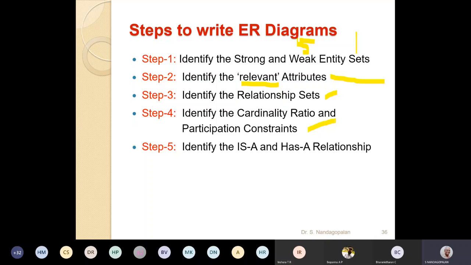Next, you can identify the abstractions, if they exist: is-a relationship, has-a relationship, generalization and aggregation. So try to identify these. If they have some relevance for your problem, then have them. Otherwise, drop it. Don't worry about that. It's not required that every ER diagram will have this. But if you can show that these things exist and make sense, go ahead.